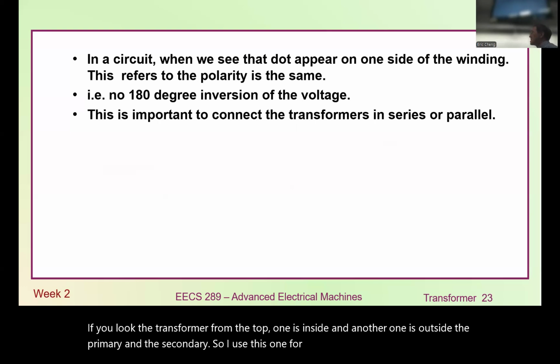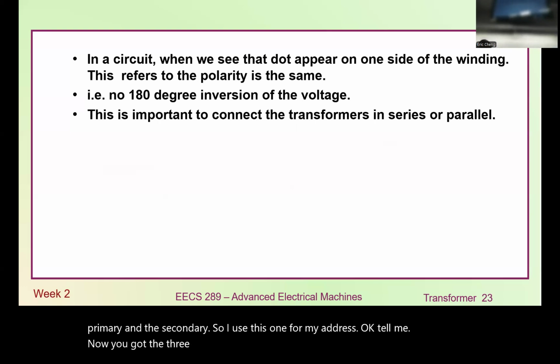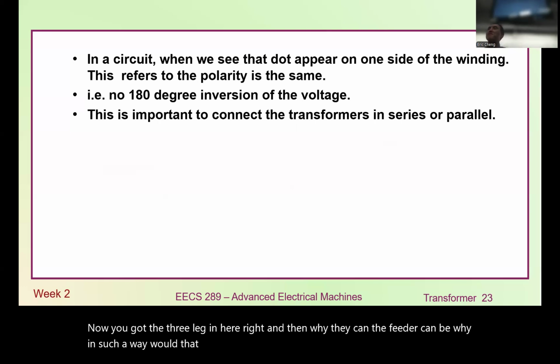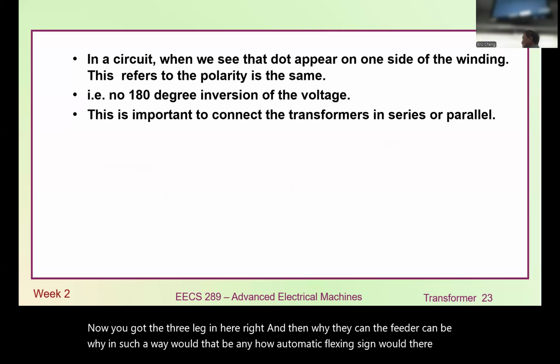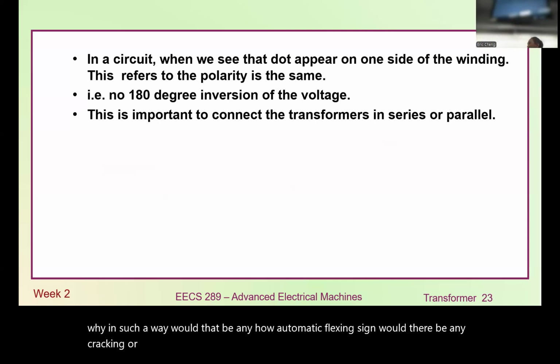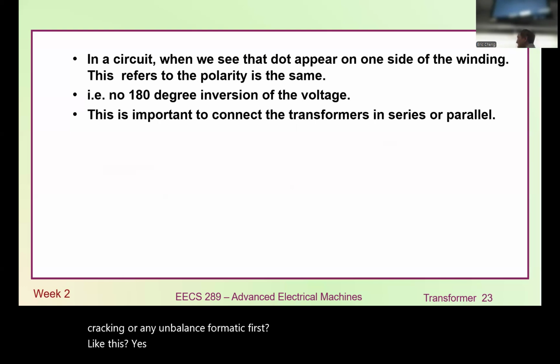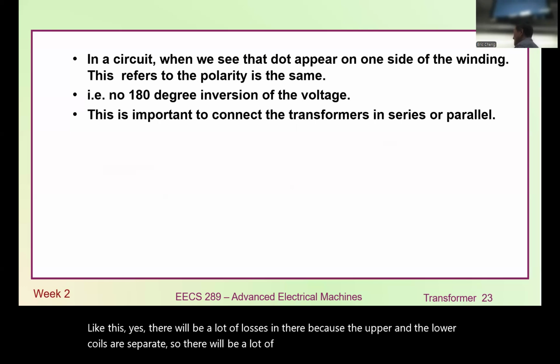Okay, tell me, now you've got the three legs here, right? And why can the three legs be wound in such a way? Would there be any magnetic thrust inside? Would there be any crashing or any unbalance for magnetic thrust? Like this? Yes, there will be a lot of losses in there because the upper and the lower coils are separate, so there will be a lot of losses. But if we use it like this, the losses will be less.